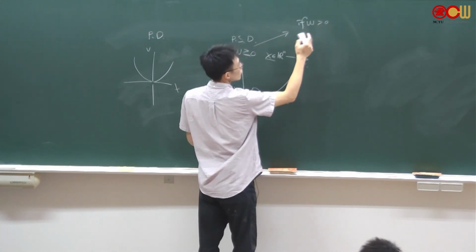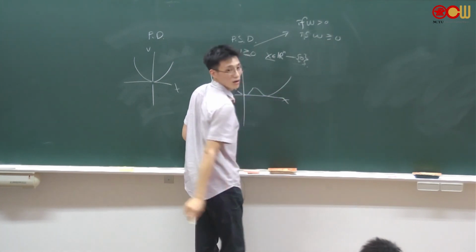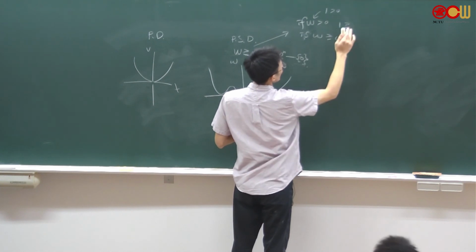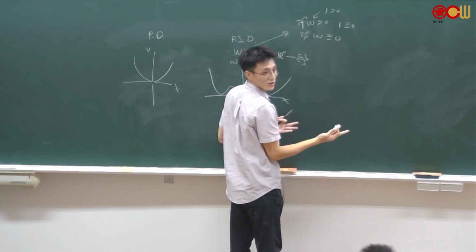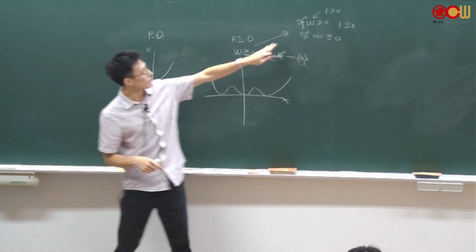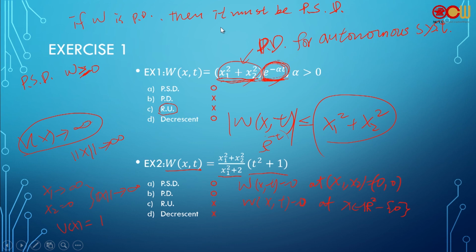Let me ask you a question. If W is greater than 0, is W greater than or equal to 0? Yes, right? 比如说1大于0嘛，那1有大于等于0嘛，懂吗？ So if it's PD, it must be PSD, right? So if it's PD, it must be PSD. 如果说它等于，那就错了。So to check RU, you can divide this function into two parts.